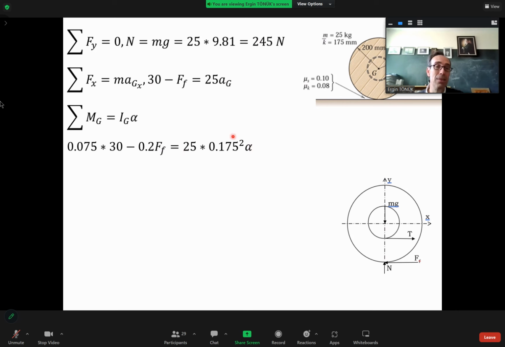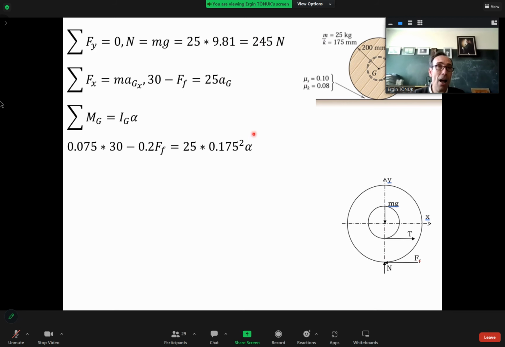The trouble, one more unknown. The friction force is the first unknown. Acceleration of the mass center of the disk is the second unknown. Angular acceleration is the third unknown.